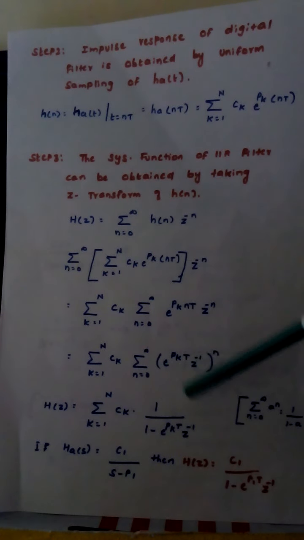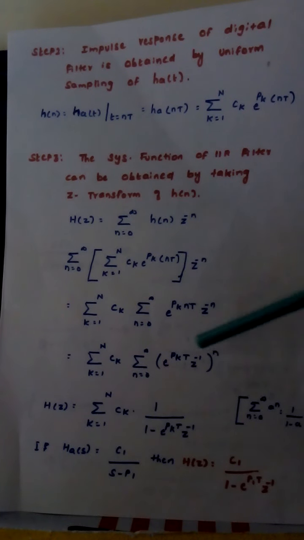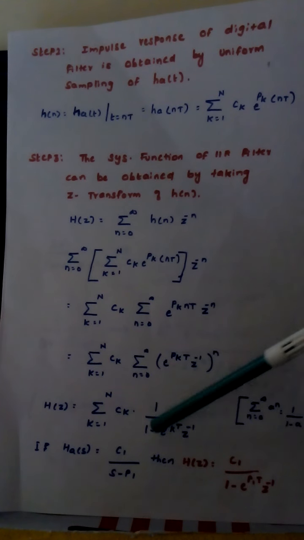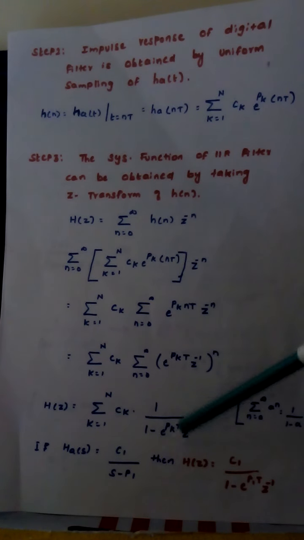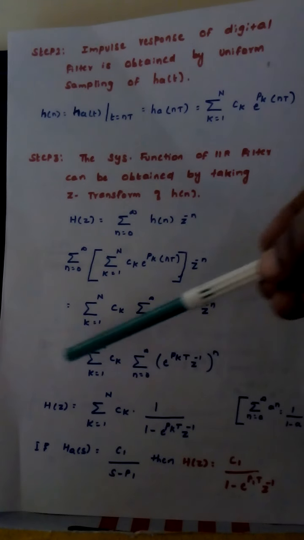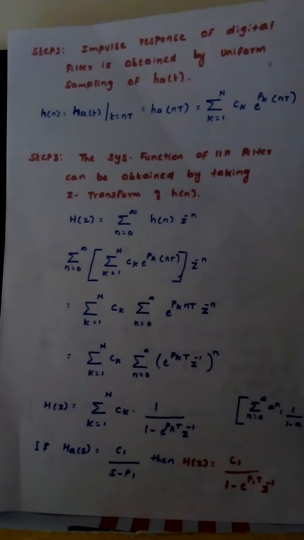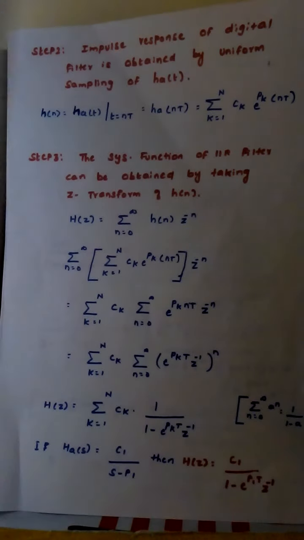So similarly, this equation will come as it is. So this we can write as H of Z equal to 1 divided by 1 minus e to the power of pk T into Z to the power of minus 1. So this is your H of Z. What we have taken is H of S, this is your system function, and we are converting it into H of Z.